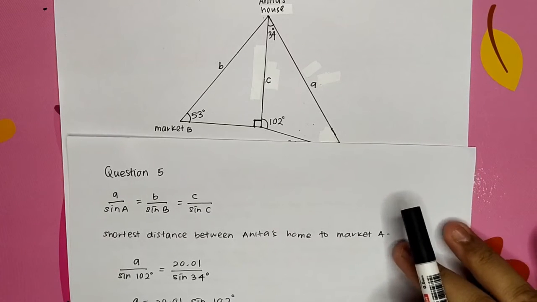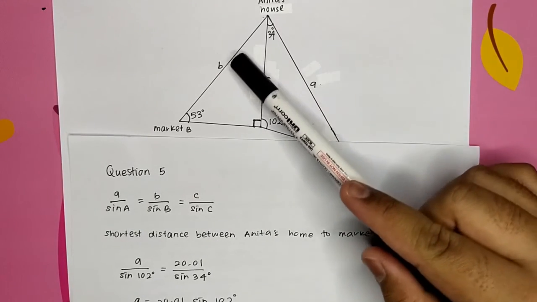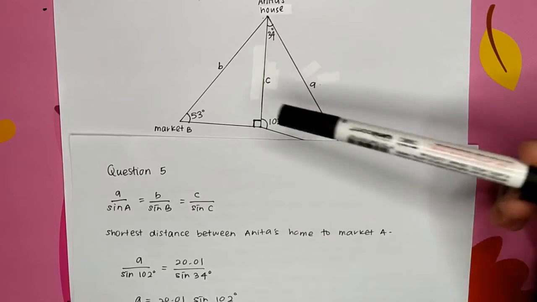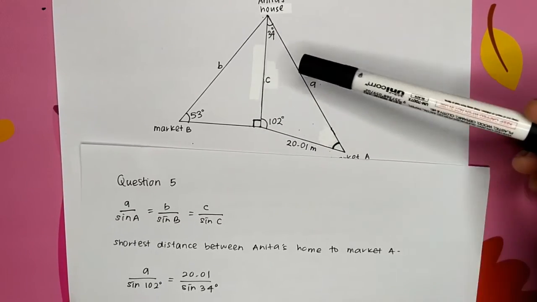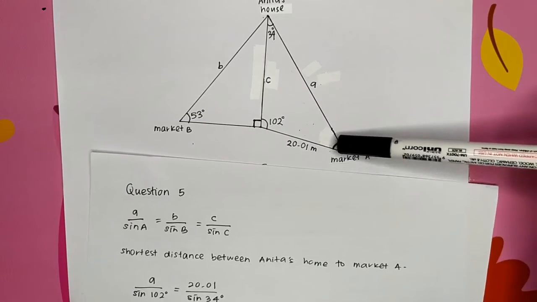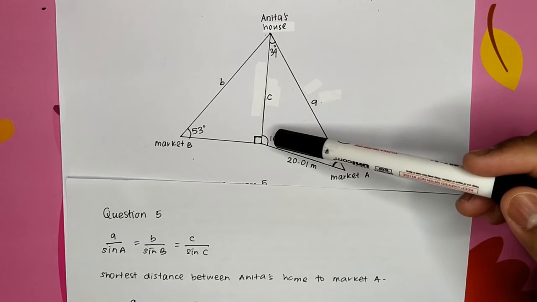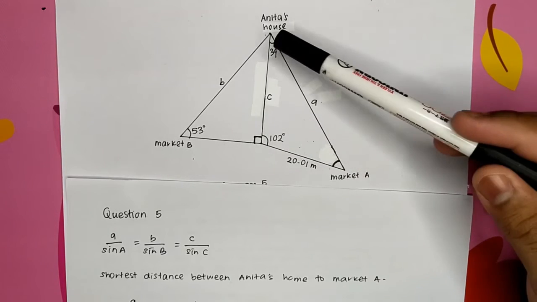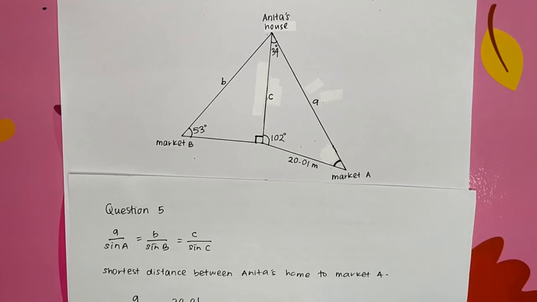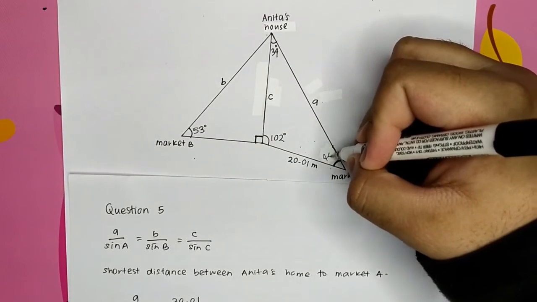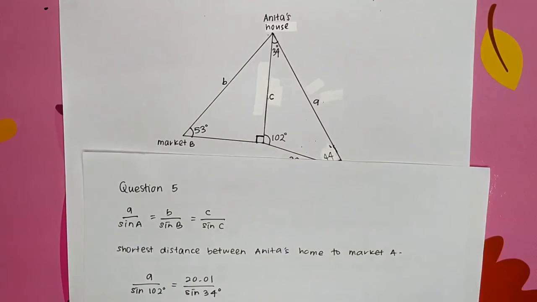So next we will calculate the value of B, which is the shortest distance between Anita's house to market B. But to calculate B, we need to find C first. So how to find C? We need to know the opposite angle of it, which is here. To know the opposite angle of it, we minus 180 with 102 and 34. We will get the value here, which is 44 degree.